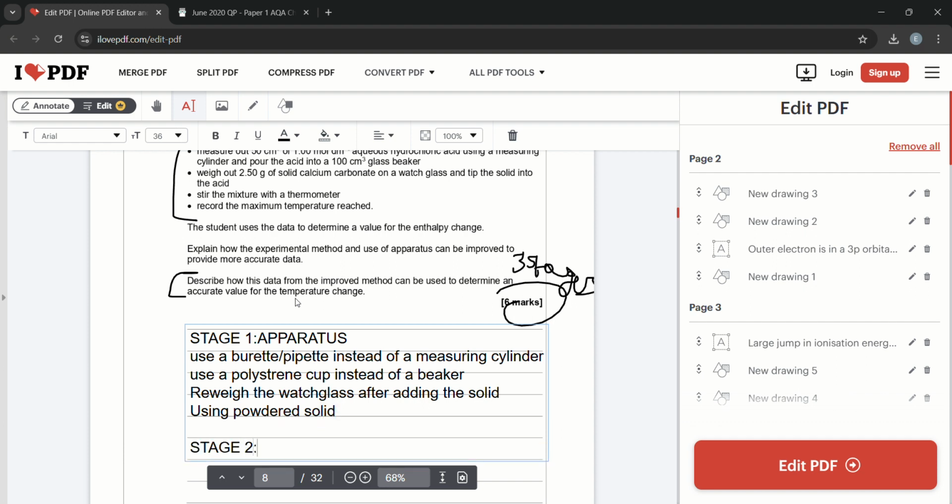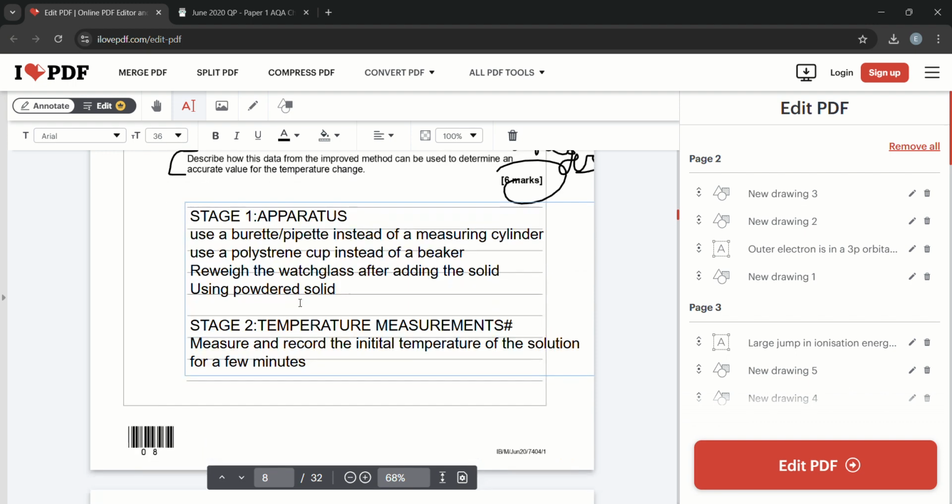Stage 2. Well, we're going to explain methods to improve accurate data. So we're going to talk about temperature measurements now. So we want to measure and record the initial temperature of the solution for a few minutes before addition.